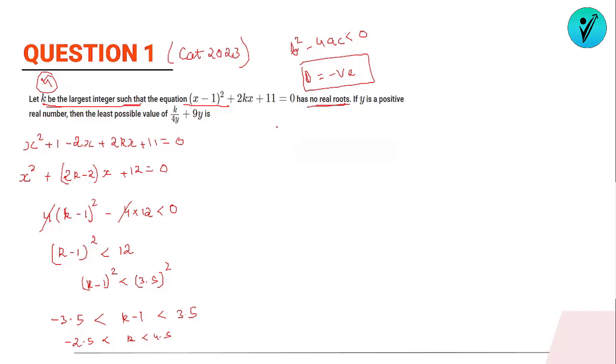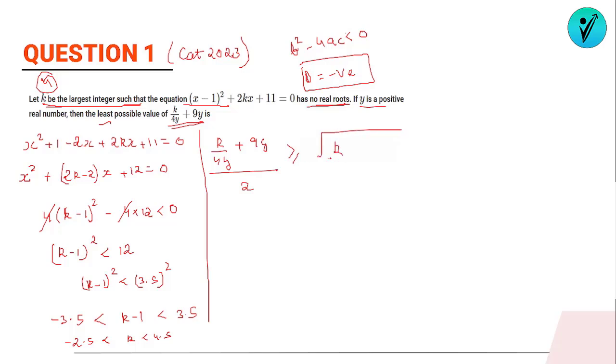Now what do we have to get? If y is a positive real number, then the least possible value. So we have to get the least possible value, the minimum value of it. So what we will be doing is simply taking the relation AM is greater than GM. So the arithmetic mean of it will be k upon 4y plus 9y, whole divided by 2. Now this should be greater than or equal to its geometric mean.